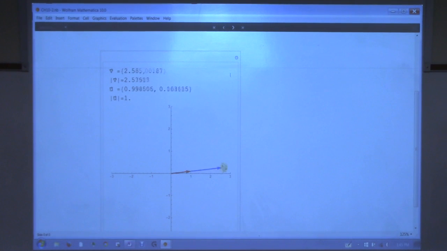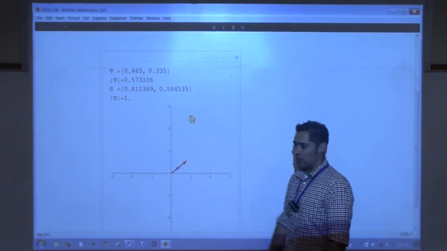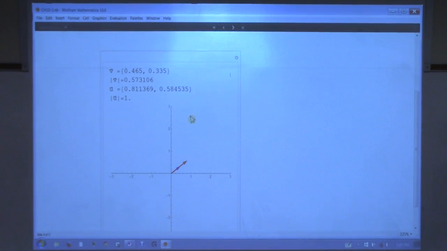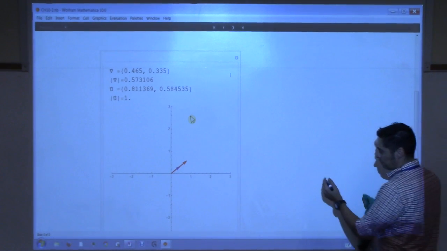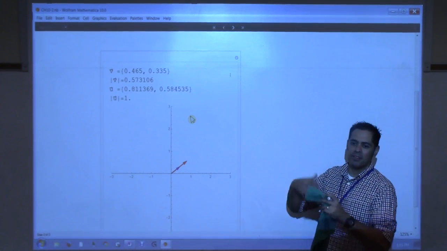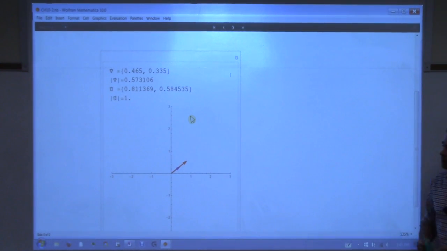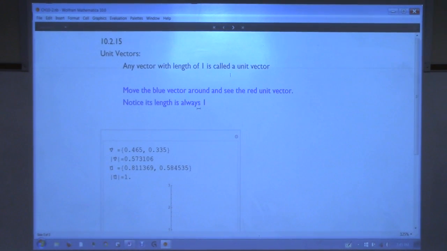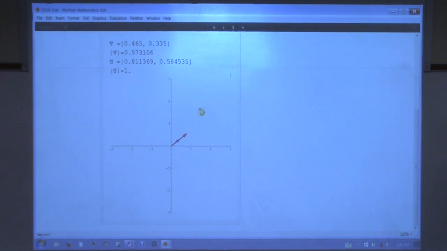No matter which way I point the blue one, I should always be able to find a unit vector in the same direction, even if I make blue shorter than length 1. There's still a vector that's pointed in the same direction that has a length of 1. The only exception to this would be if I put the 0 vector there, right? The 0 vector has no direction, so there's not a vector pointed in the same direction that has length 1. So everyone understand a unit vector is a vector with length 1. That's it. All right.